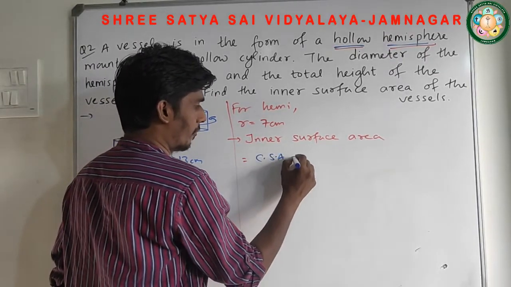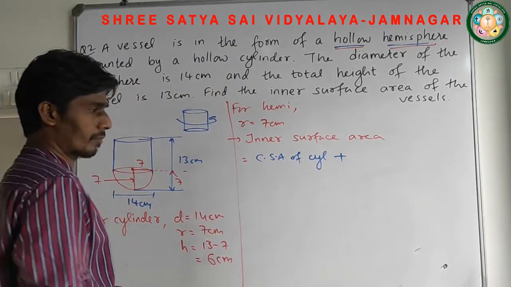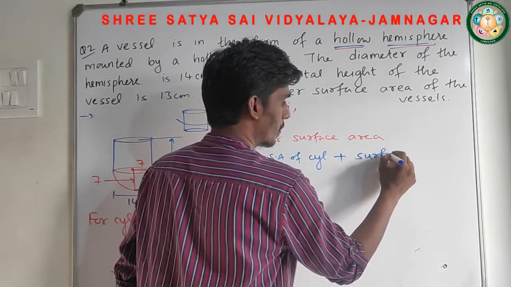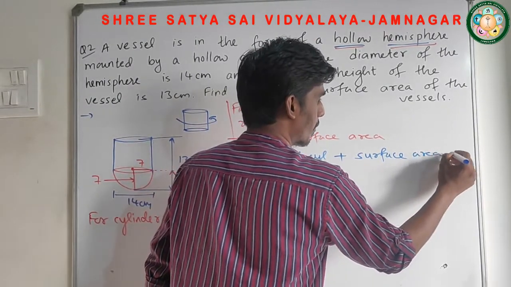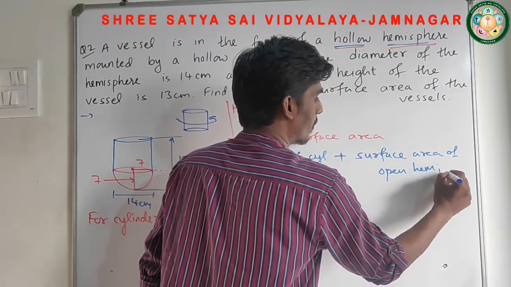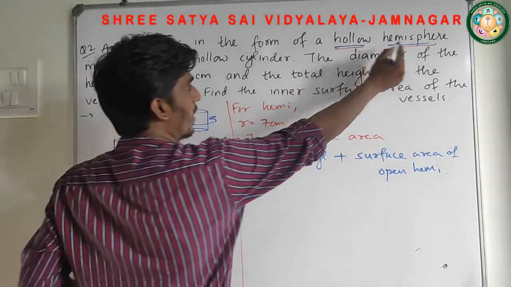Curved surface area of cylinder plus surface area of open hemisphere. Why is it open? It's not closed. It's a hollow hemisphere. It's mentioned here.